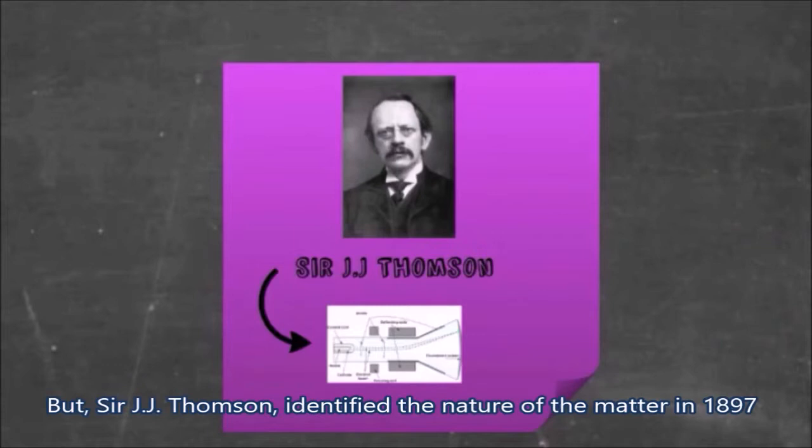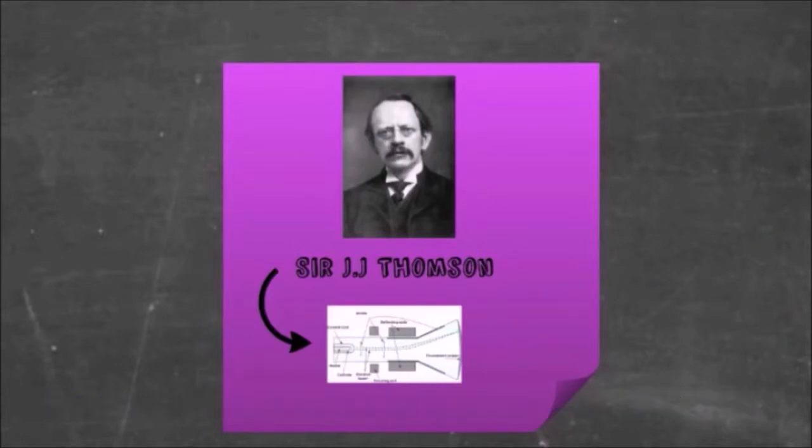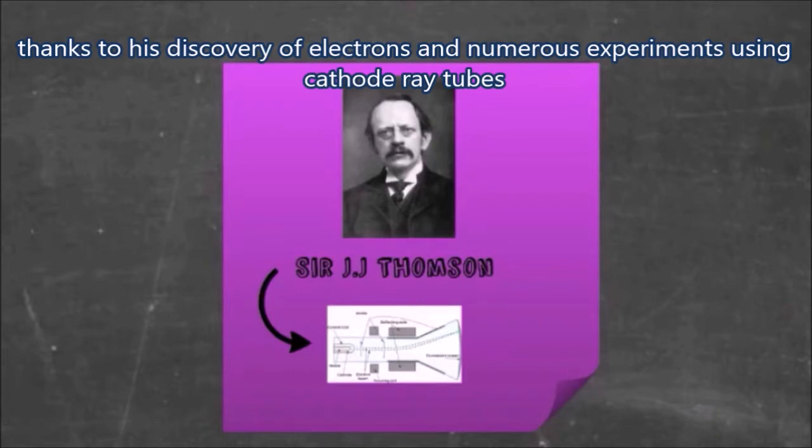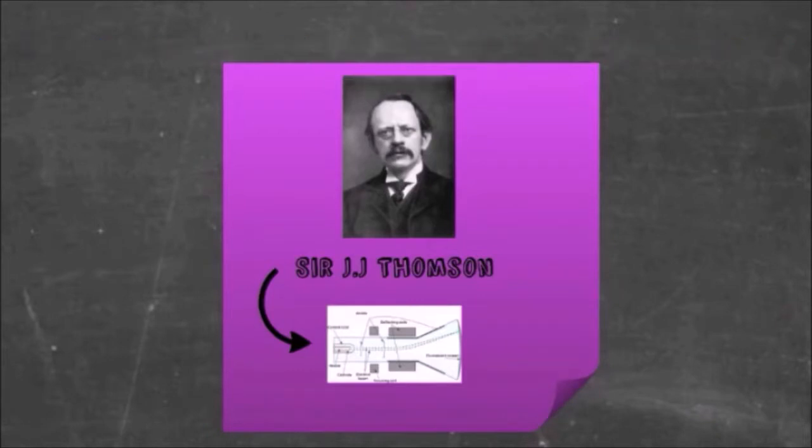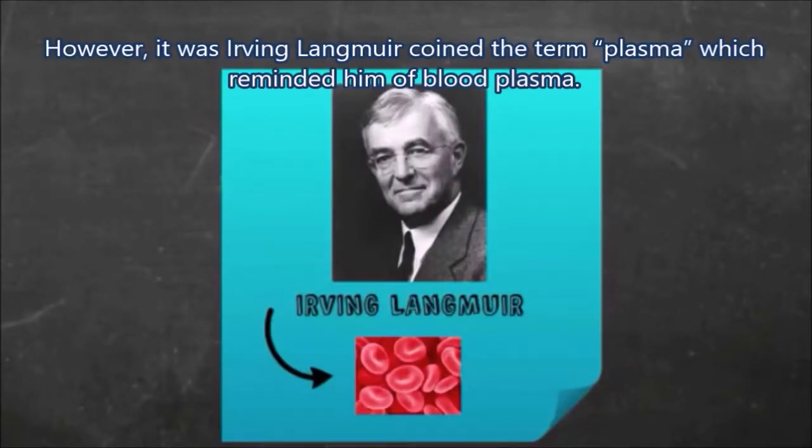But Sir J.J. Thomson identified the nature of the matter in 1897, thanks to his discovery of electrons and numerous experiments using cathode ray tubes. However, it was Irving Langmuir who coined the term plasma, which reminded him of blood plasma.